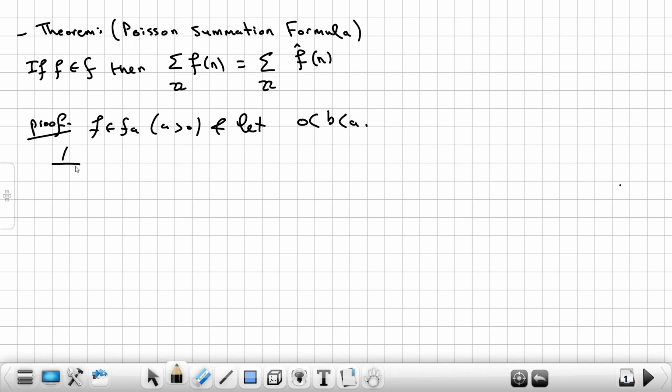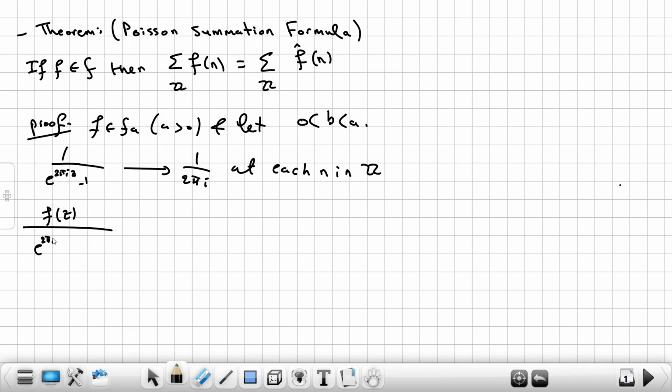Now the function 1 over e to the power 2 pi i z minus 1 has simple poles with residues 1 over 2 pi i at each n in Z. You can check this by yourself. Consequently, the function f of z over e to the power 2 pi i z minus 1 has residues f of n over 2 pi i at each pole n in Z.